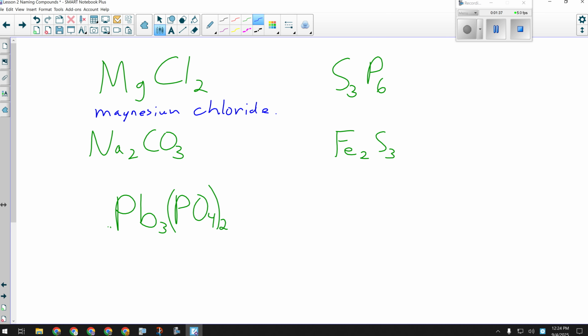All right, the second one here. We've got sulfur and phosphorus. Ionic or molecular? That's molecular, they're both nonmetals. So, what prefix do I need to put in front of sulfur? Right. And I write sulfur in its full unaltered name. Then what needs to go in front of phosphorus? Hexa, right. And I need to change that to phos.